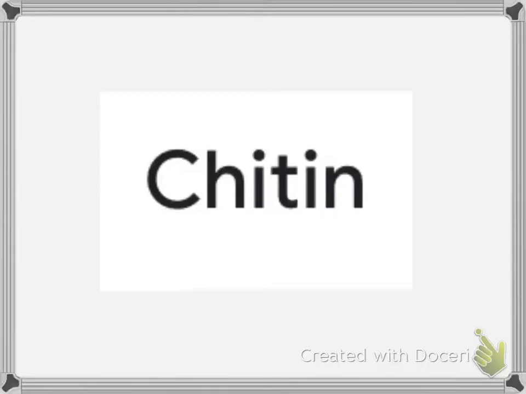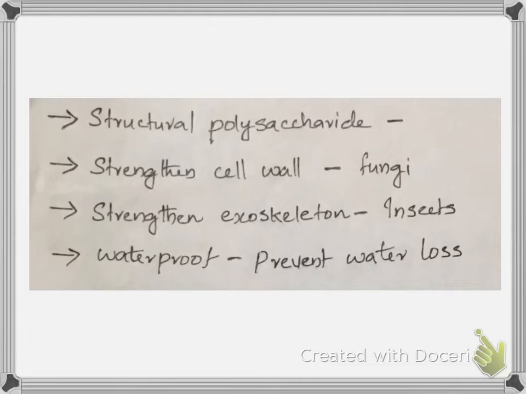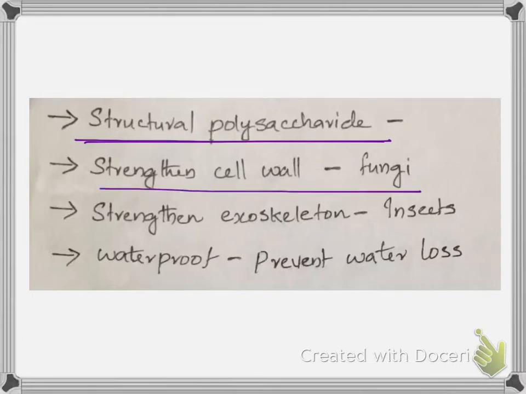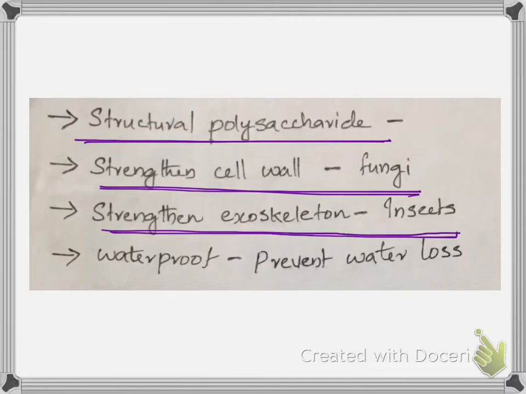In this video we are going to discuss the structure of chitin. What is chitin? It is a polysaccharide. Chitin is a structural polysaccharide because it strengthens the cell wall of fungi and it strengthens the exoskeleton of insects.